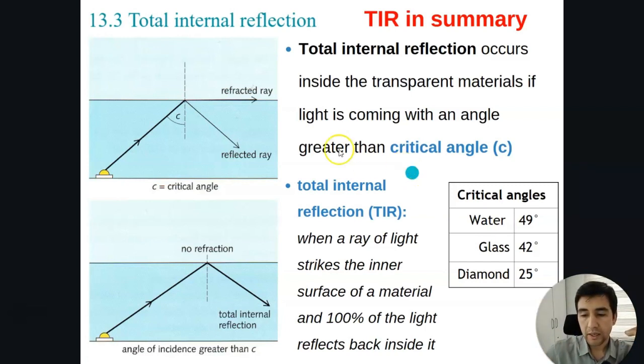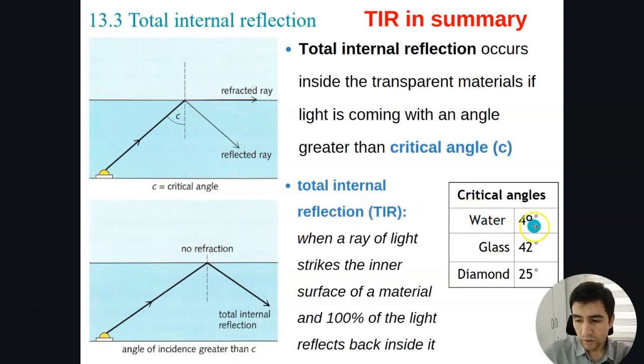All right. As you can see in the pictures, when the light goes with an angle equal to the critical angle, the light will be just on the boundary. Increase it a little more, then you will have total internal reflection as shown in the second picture here. In that case, there will be no refraction at all. Now next, take notes of some values for the critical angles.